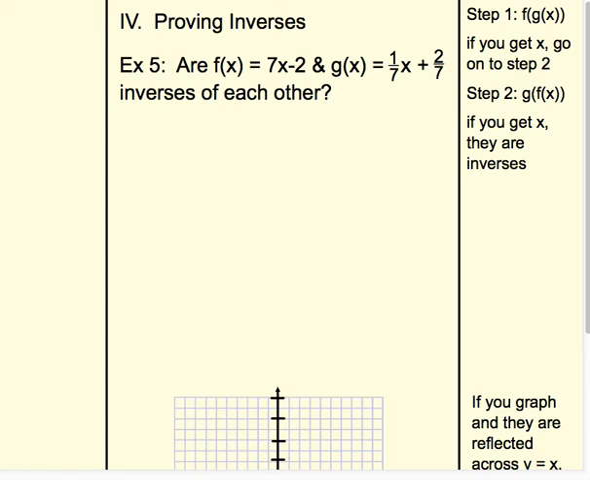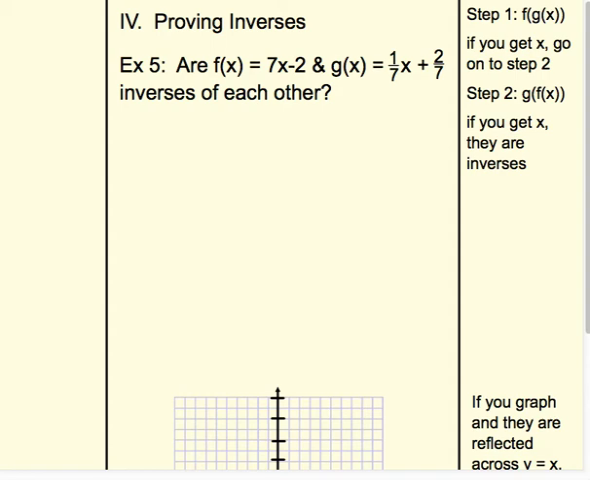Last piece is proving whether or not 2 functions are inverses. So in order to do that, I've got the steps off to the side again, composing f of g of x. If you get just x, remember when we dropped x into the function machine and then we dropped f of x into its inverse, we get x back. So when you compose the functions, if you get x back, then you can go on to step 2, which is composing them in the other way.